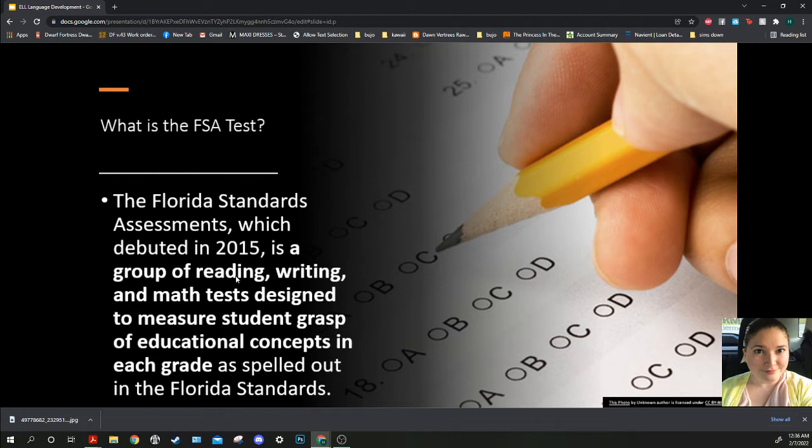Now, what is the FSA? The Florida Standards Assessment, which debuted in 2015, is a group of reading, writing, and math tests designed to measure students' grasp of educational concepts in each grade, as spelled out in the Florida Standards.